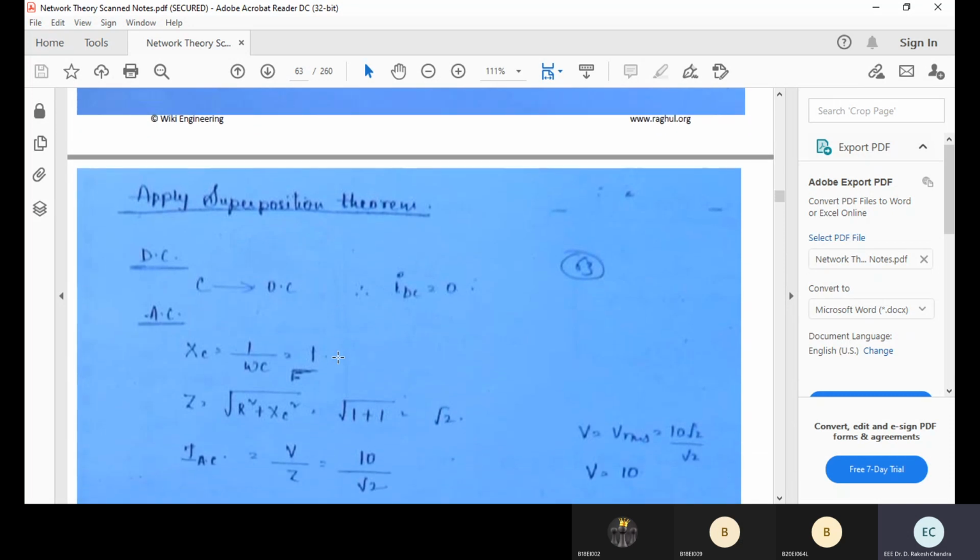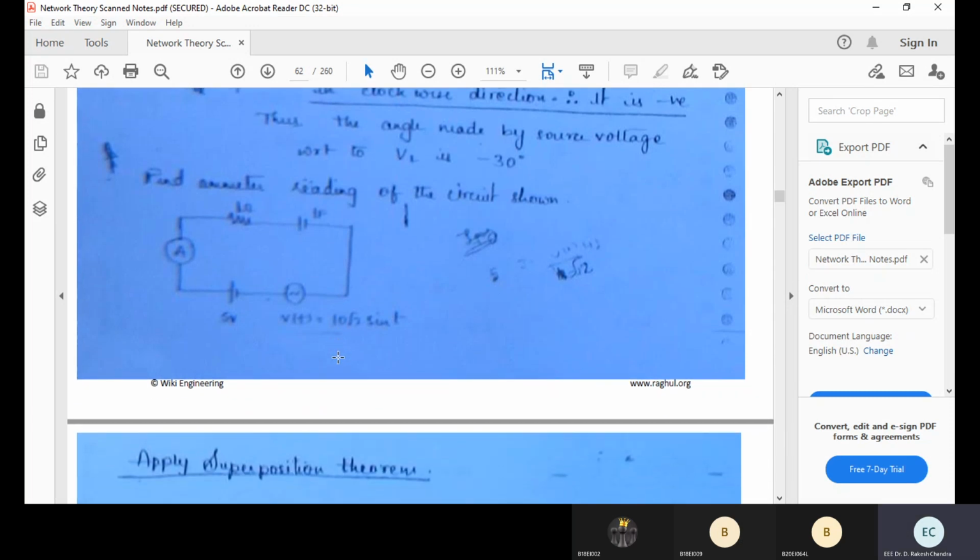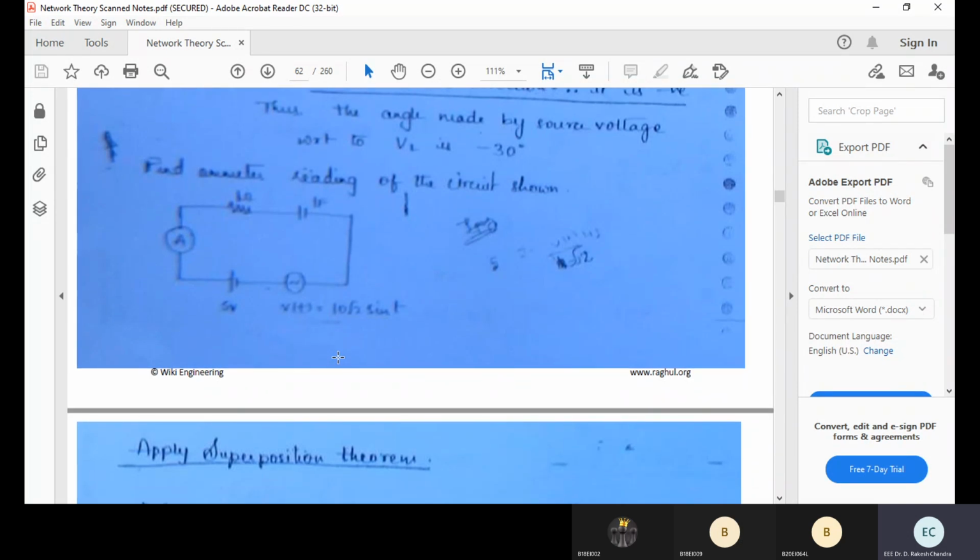Actually, in the case of a DC source, what is the functionality of your capacitor? Your XC is equal to 1 by omega C, that means 1 by 2 pi FC. What is the frequency in the case of DC? 0. So what is the capacitive reactance? XC is equal to 1 by 2 pi FC, which is infinity. Frequency 0, capacitive reactance infinite means it is an open circuit. Once it is an open circuit, will current flow through it? No. If it is an open circuit, no current flows. So for the DC source, no current flows.